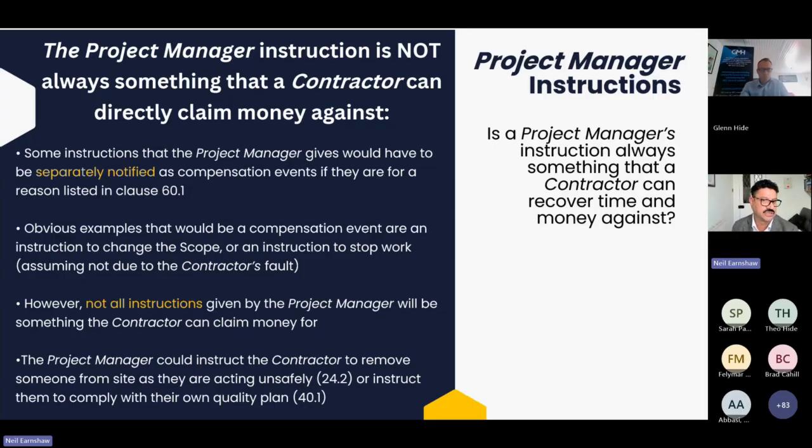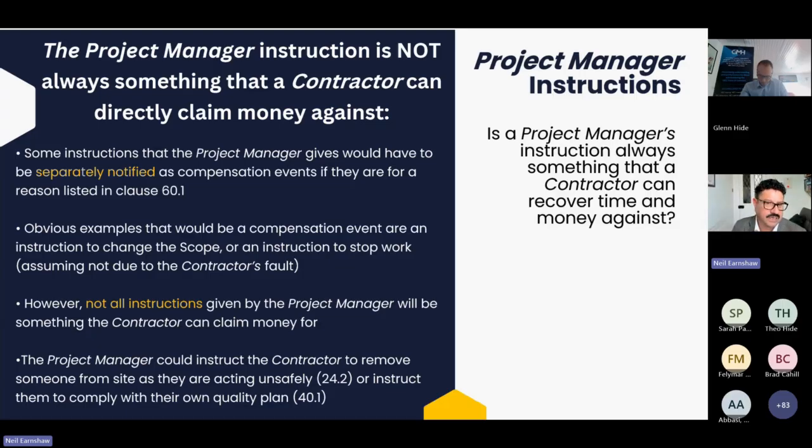So instructions to change scope would be a compensation event, or an instruction to stop work would be a compensation event, assuming the reason for that was not the contractor's fault. For example, if the instruction to stop was something to do with a security breach or a health and safety issue, then that wouldn't be a compensation event. However, if it's for convenience, so the project manager said, no, stop, I want to check the design here, I'm not sure that's right, assuming it was the project manager's design or the client's design, then that would more likely trigger a compensation event.